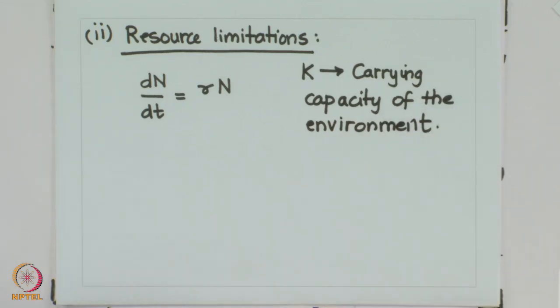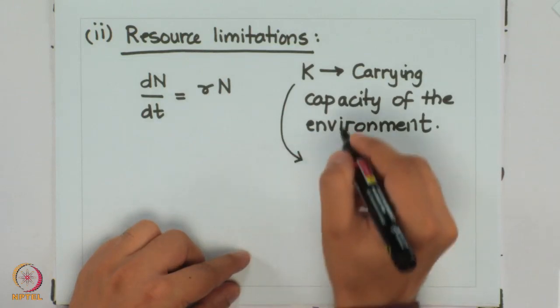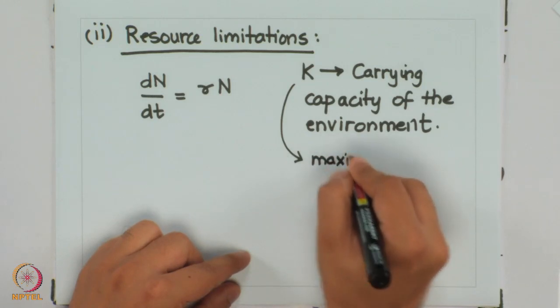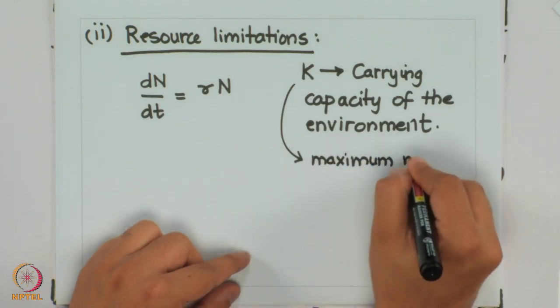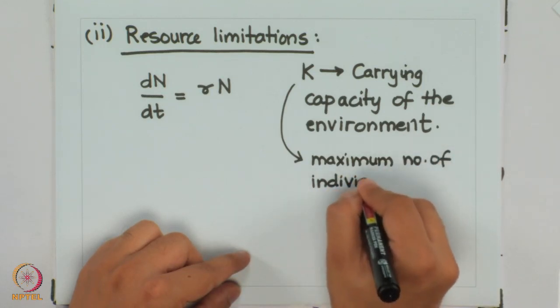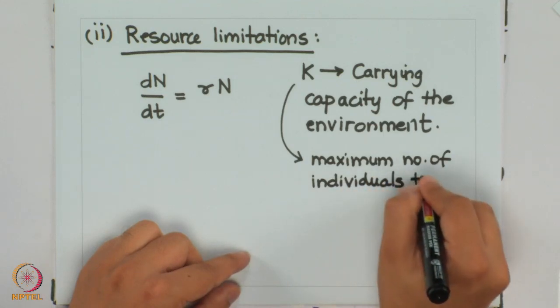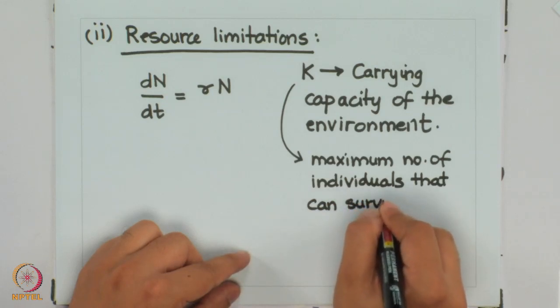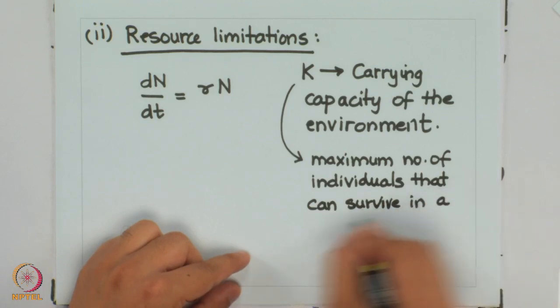What does this variable mean? What K means is the maximum number of individuals that can survive in that environment, that the environment can actually support. So, K is called the carrying capacity of the environment, and it represents the maximum number of individuals that can survive in a particular environment.